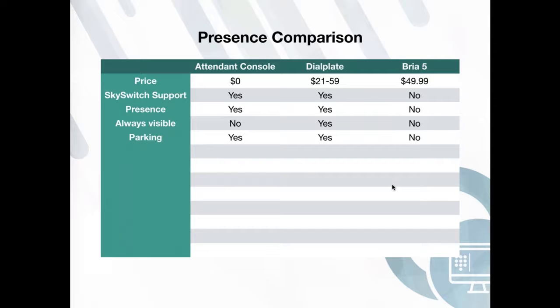So if we're comparing presence to the attendant console and then to an actual soft phone app like Bria, most soft phone apps don't have the presence functionality. Bria happens to have the ability to monitor SIP messages, so you do get some very basic presence, but it's usually not accurate and won't provide you the visibility you really need. So Dialplate has the difference of being always visible. It's a separate app. It's not something that's opened in your web browser, so you'll always be able to click back to it and see presence. It can also alert you if it's in the background to let you know that something's changing inside the app.